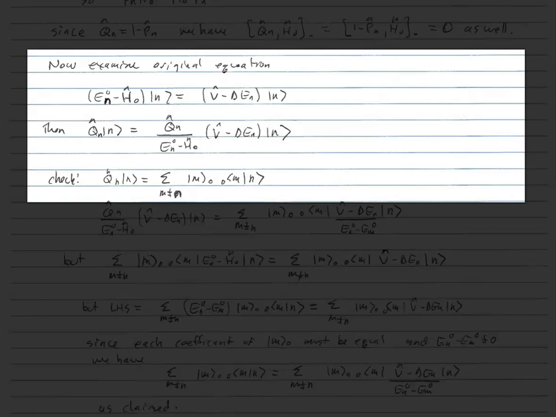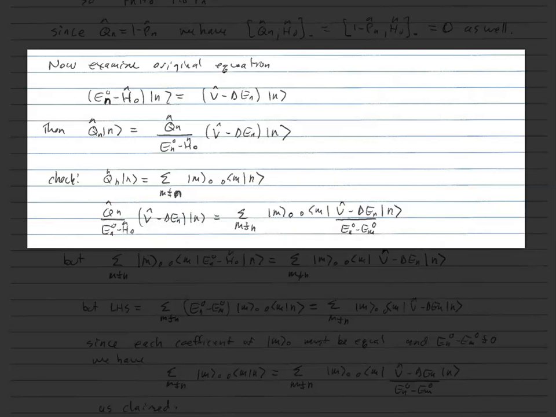Let's look. Qn times n is equal to the sum over m not equal to n of the ket m sub 0, the bra 0 sub m, multiplied by n. If I then divide that by En0 minus H0 times V hat minus delta En times n, I'm going to get the sum over m not equal to n of the ket m sub 0, and then the matrix element bra m sub 0 V hat minus delta En divided by En0 minus Em0 times the ket n. And you notice because m does not equal n and we have no degeneracy, that denominator is never equal to 0, so that is a valid result.